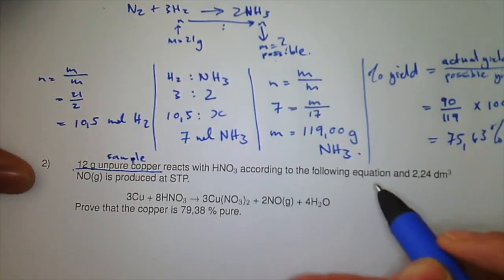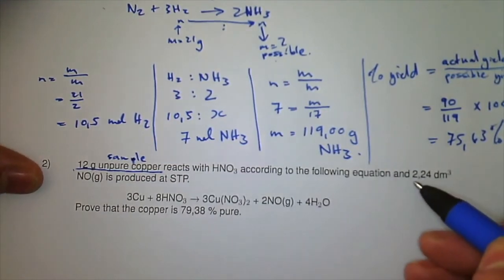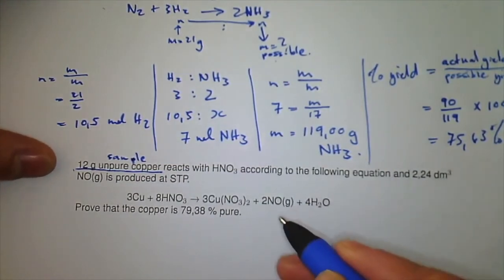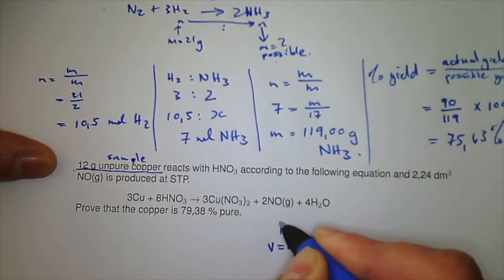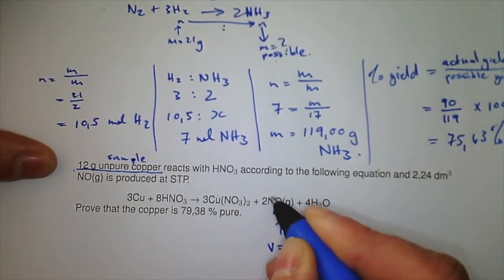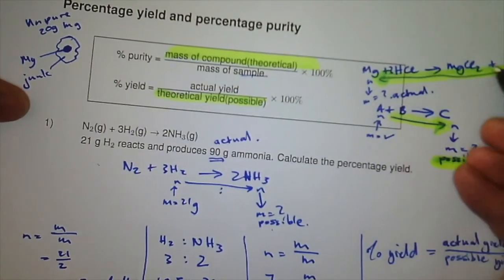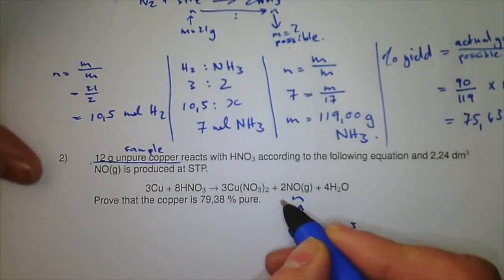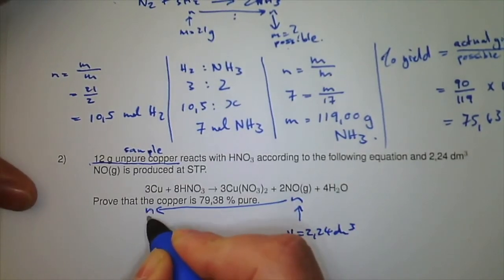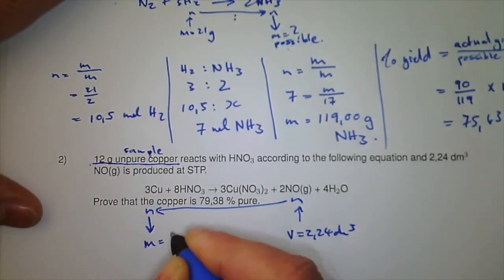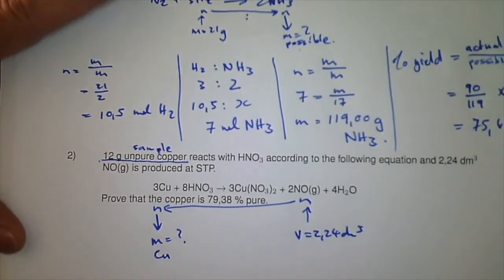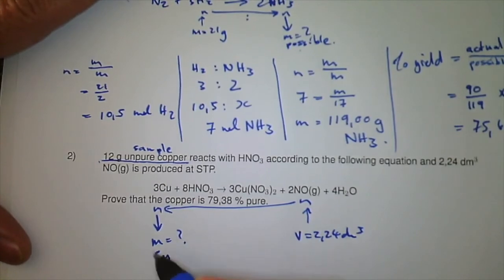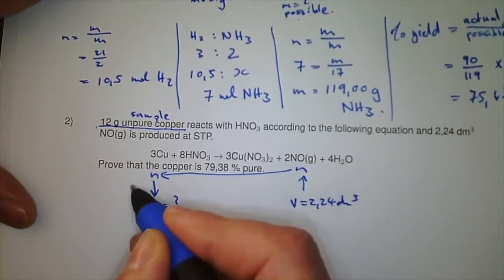They react according to the following equation and 2,24 cubed decimeters of NO. So you have the volume there of 2,24 cubed decimeters. That will give me the moles of NO. And then I'm going to work back from that mole to that mole, and then see what was the mass of the real copper in there. How much of that 12 was really copper? So I'm working out from right to left.